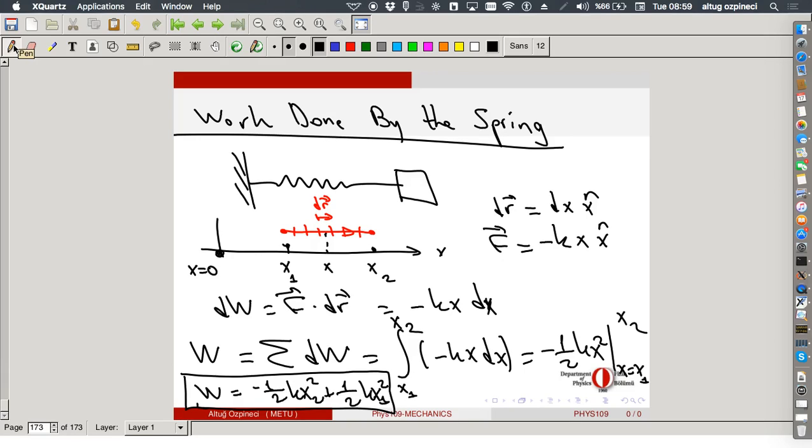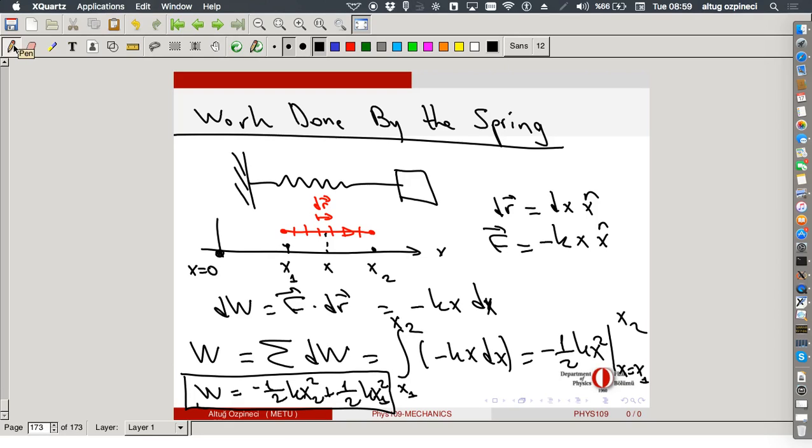Questions? Yeah. Okay. This force that we have is the force that the spring applies to the mass. True. And the motion of the mass is away from the point. Why is there work that this force is doing? Because this force is not in the same direction as the motion.